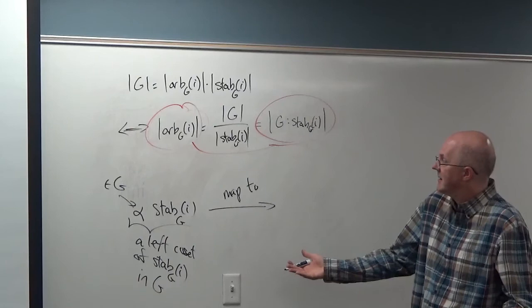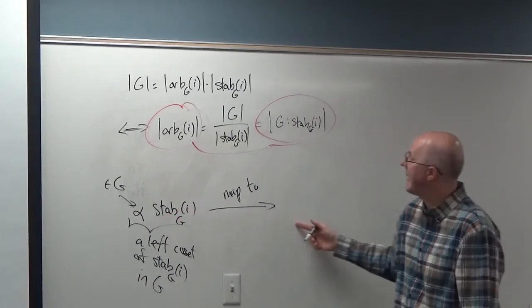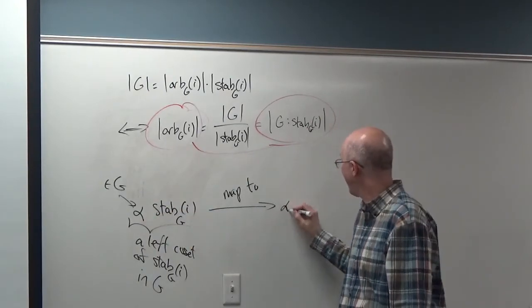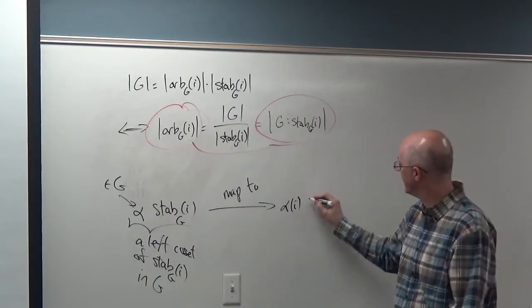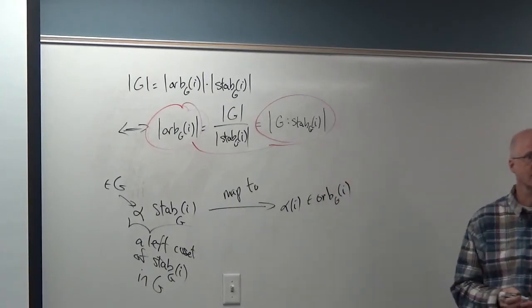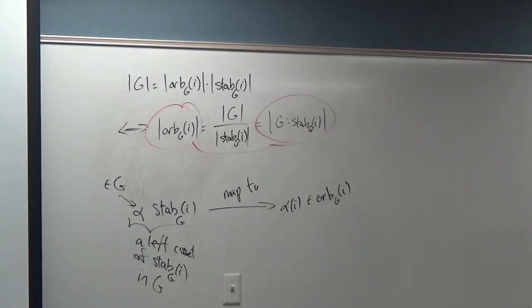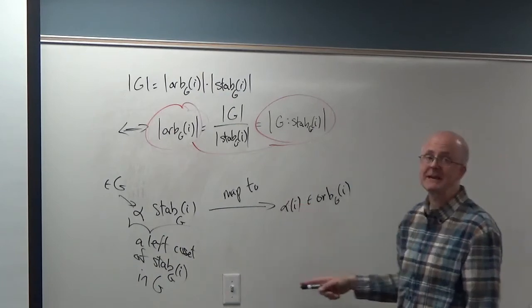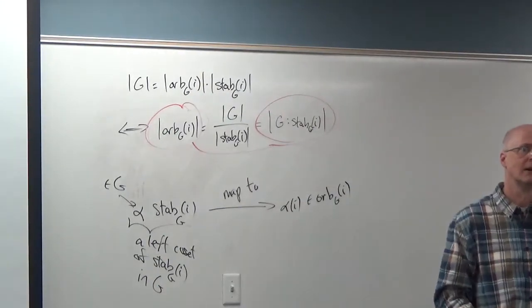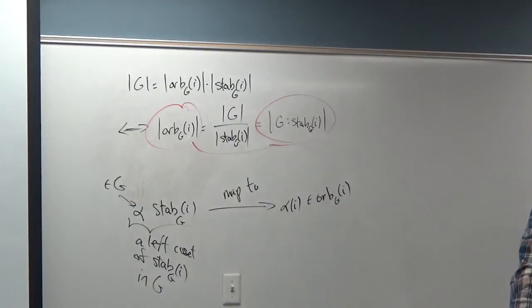What should you pick in that orbit based on this input to this mapping? Pick the only thing you can pick. Alpha of I. That's going to be in the orbit of I under G, right? Because it's an output. It's an image of I under some element of G. If you could show this mapping is one-to-one and onto, you'd be done. You don't have to show it's operation preserving. It's not an isomorphism. If you could show it's one-to-one and onto, you'd be done.